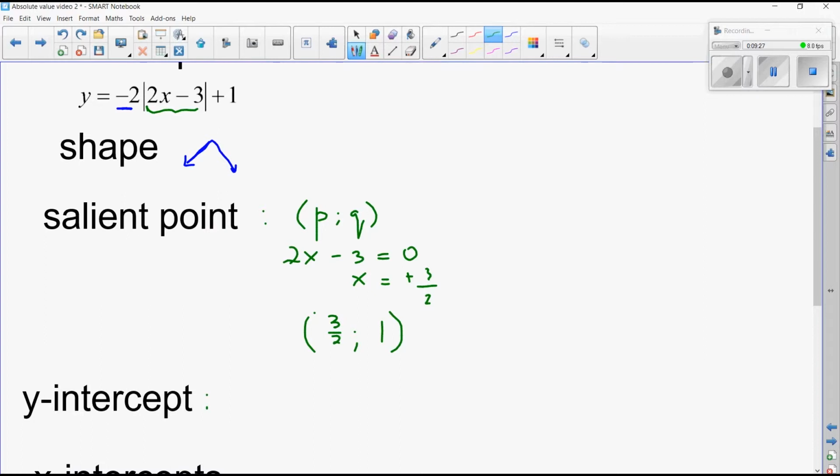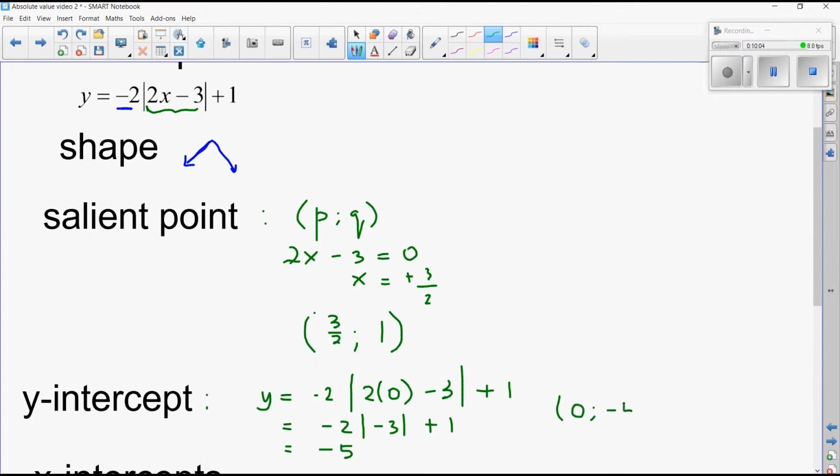Once again, we're going to find our y-intercept, so we let x equal 0. So we got y equals minus 2 times the absolute value of 2 times 0, minus 3, plus 1. The absolute value of negative 3 is positive 3. So positive 3 multiplied by negative 2 gives me negative 6, plus 1 gives me negative 5. So I have a y-intercept at x equals 0 and y equals negative 5.